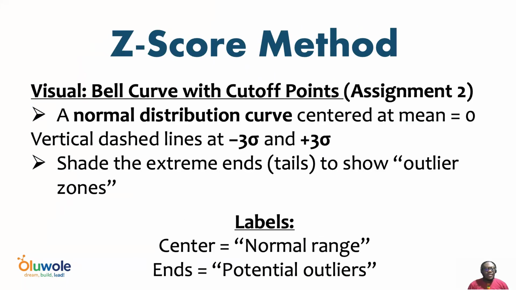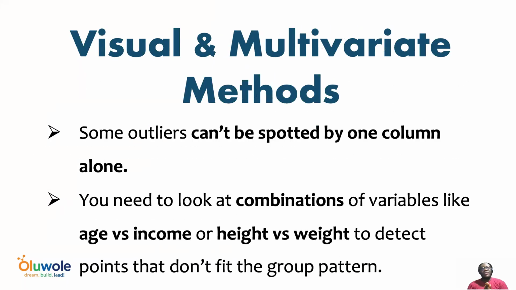Okay. Let's go on. Then you have what you call your visual and multivariate method. I said some outliers cannot be spotted by one column alone. From some columns, you can just see, oh, there's an outlier. But with some, you look at it and you can't. You need to look at a combination of variables, like age versus income, or height versus weight.